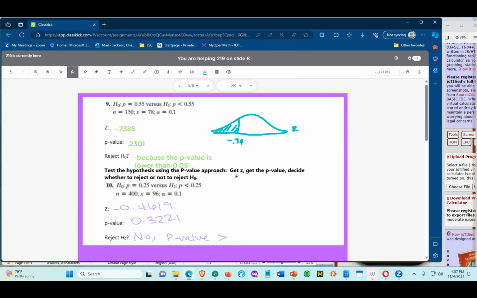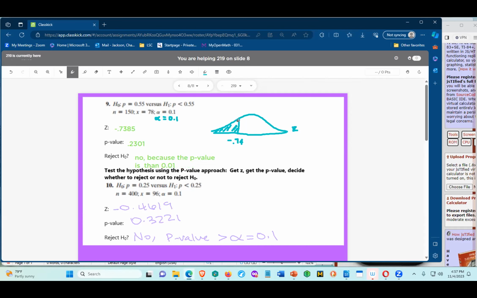What is that symbol called, the alpha? Yeah, that's the first Greek letter of the Greek alphabet. But we wouldn't reject either way, would we? Because that p-value is not going to be lower than any alpha you ever see, whether it be 0.05 or 0.1. The p-value is not low, so the null doesn't have to go.